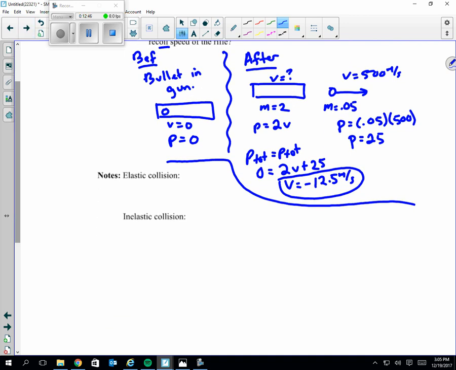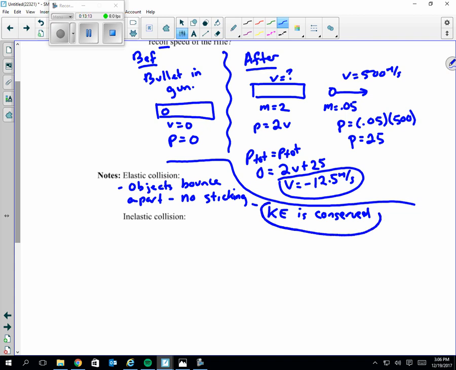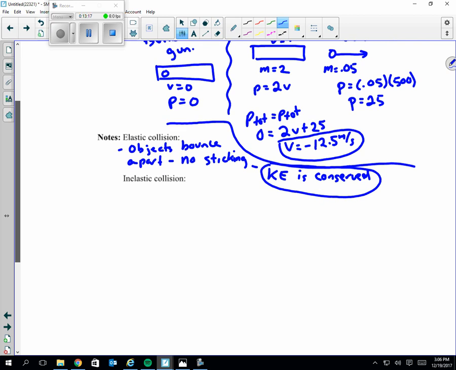Two quick little notes. An elastic collision is objects bounce off, bounce apart, with absolutely no sticking. And kinetic energy is conserved. And that really is the definition of elastic, is that the kinetic energy is conserved.